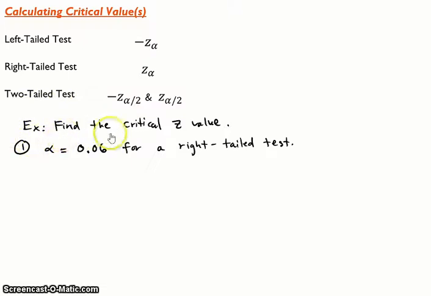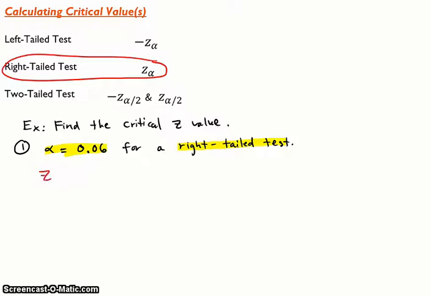So the problem says find the critical z-value. You're given that alpha is equal to positive 0.06. Alpha is always positive for a right tail test. All right, so we're going to take note that it is a right tail test. Alpha is equal to 0.06. So the critical z value is z sub alpha. So in this case, z sub 0.06.